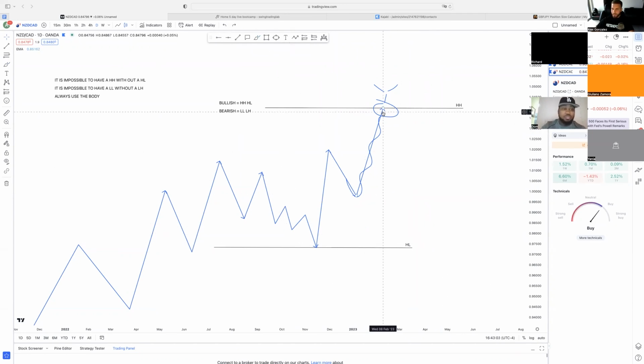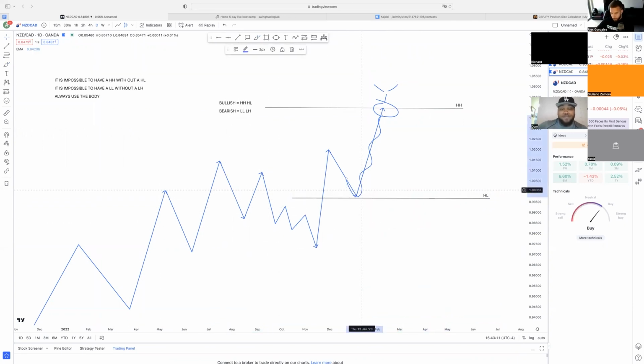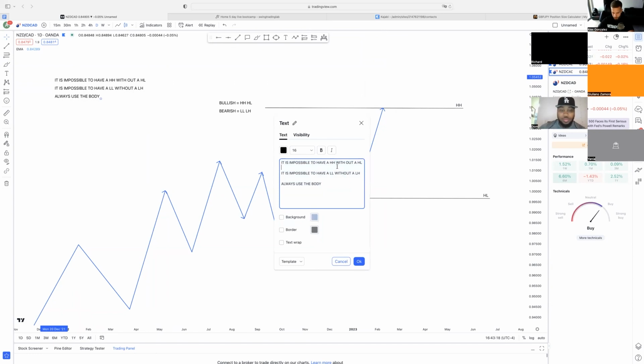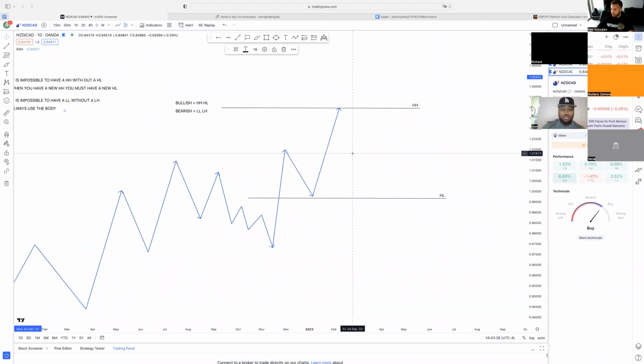So once you have a new higher high, you have to have a higher low. I'm going to move this right here as the higher low. So we're going to add this here to the notes. It is literally that simple. Once you have a new higher high, you must have a new higher low. If that makes sense, type 1. If it doesn't, type 2.